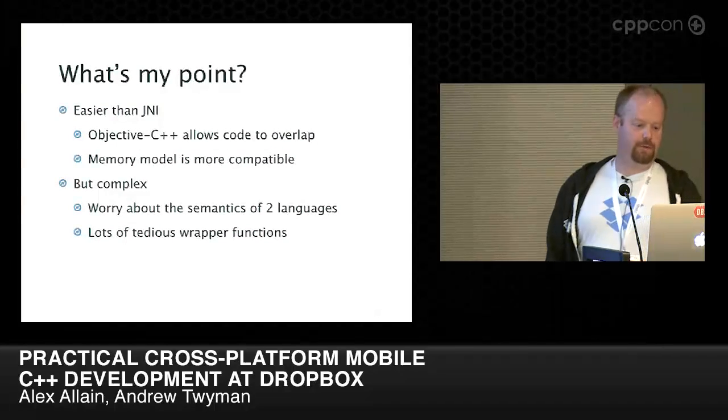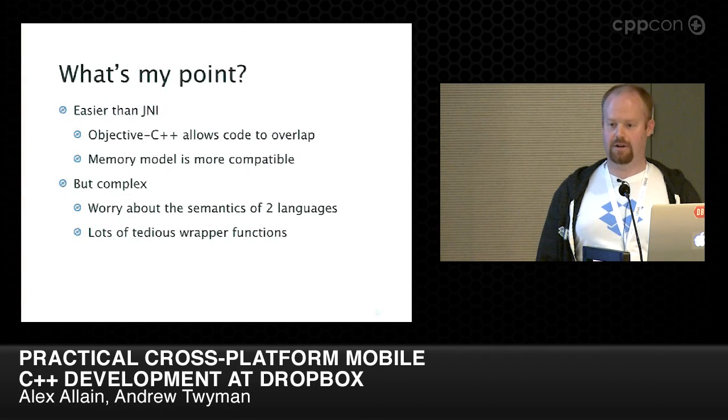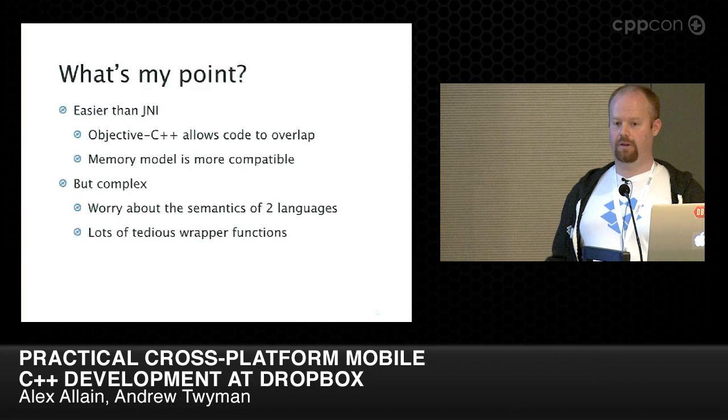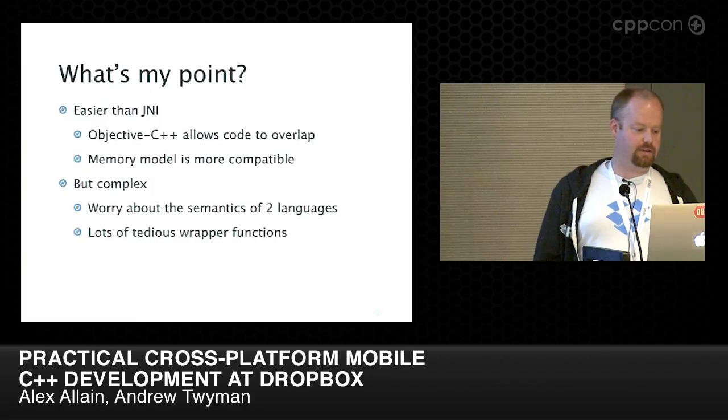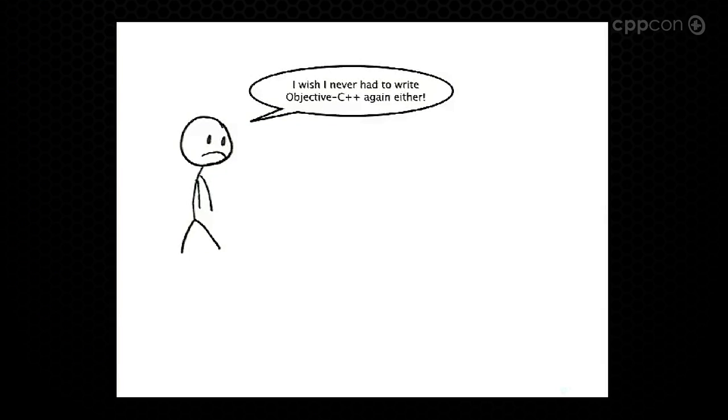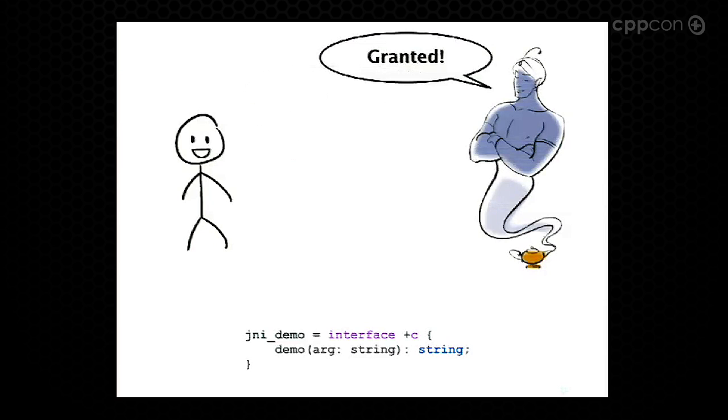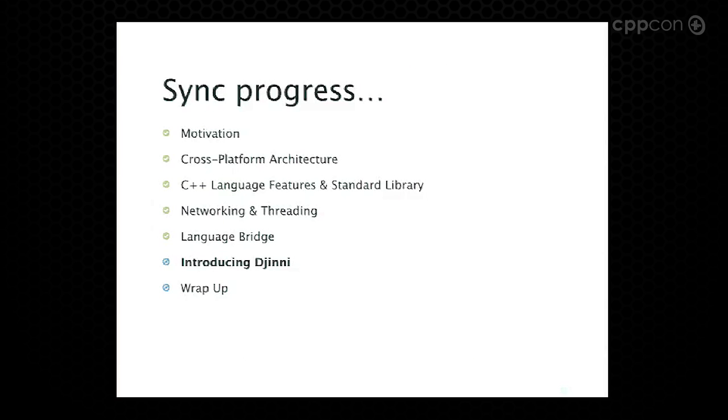So anyway, Objective-C++ allows code to overlap, so it's easier than Djinni. The memory model is more compatible, so you can get away with less marshalling if you want to. But it's still complex, and it's still a lot of wrapper functions to write, even though the wrapper functions are smaller. So I actually wish I didn't have to write that either, because building bridges is annoying once you've done it once. But fortunately, wishes come in threes, so this wish can be granted too. And it turns out I can write that same interface, and it'll generate all the code I need for Java and Objective-C. So you basically have an IDL, essentially.